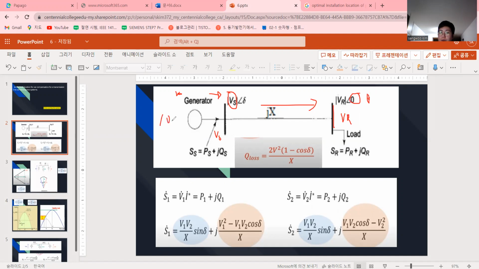For example, if one side is 100 and the other is 90, this is the bigger number, right? So reactive power flows from here to here, and the angle here is also bigger, so active power also flows from here to here. You know what I mean?